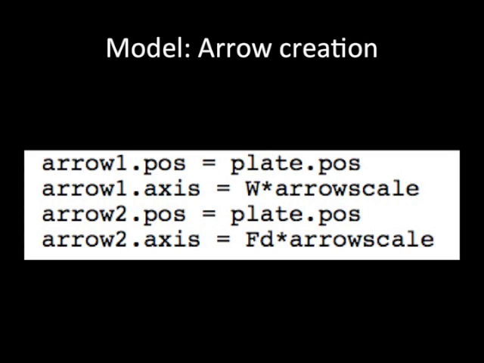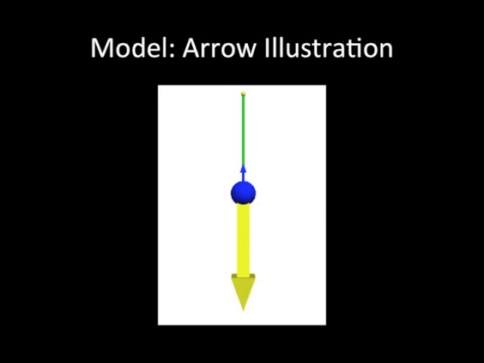Arrows were also made to illustrate the forces acting on the plate. The weight force, depicted by the yellow arrow, remained constant over time, while the drag force, the blue arrow, increased over time as speed increased.